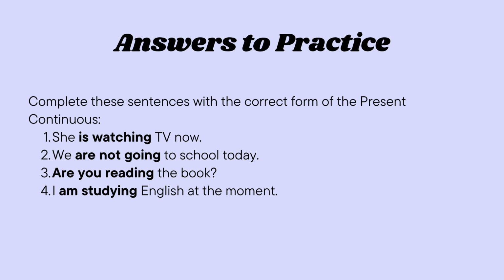1. She is watching TV now. We use is because the subject is she and the verb is watching. 2. We are not going to school today. We takes are, and since it's negative, we add not before the verb.